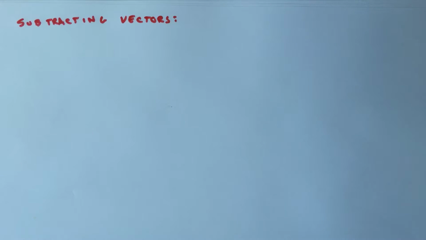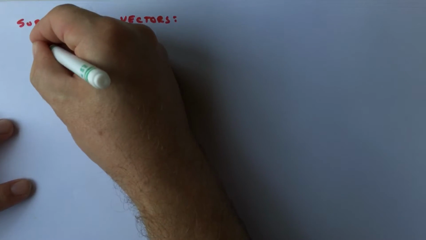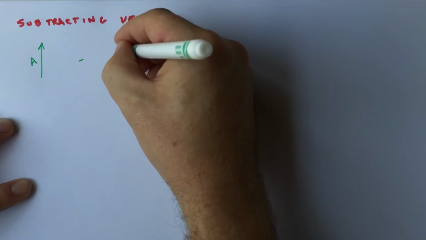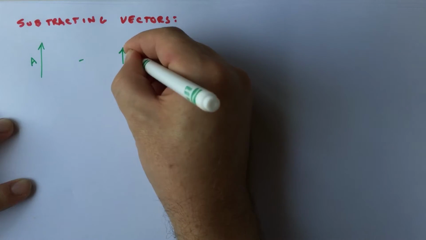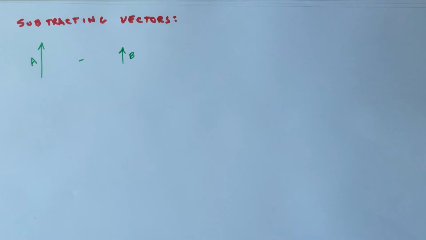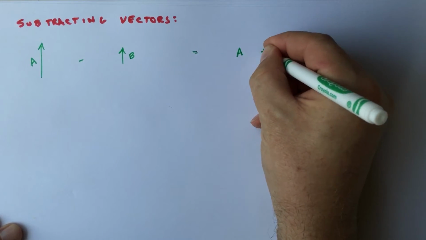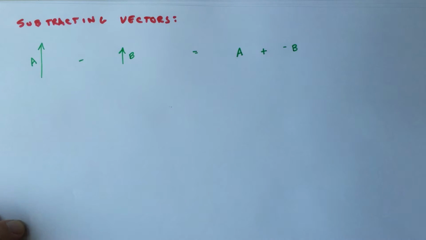Well, if I wanted to say, what is A minus B? What is A minus B? The answer to this is the same as saying A minus B is the same as saying A plus negative B, or negative 1 times B.